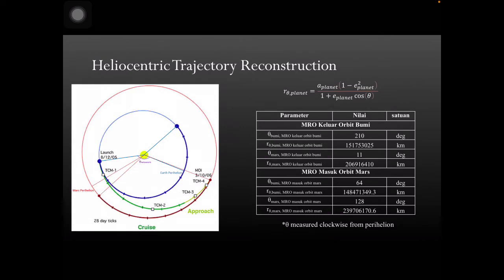After the assumptions, it is then needed to calculate the initial known data. From the graph, the data of theta of each planet in its orbit at the time of escape and arrival of the MRO can be obtained. Then, using the orbit trajectory equation, the orbital distances can be obtained and are compiled in the table.